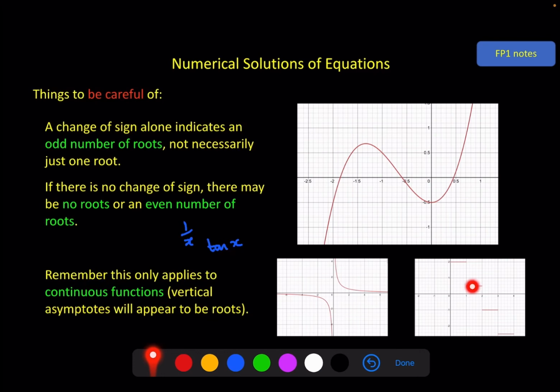Another example that you probably won't come across is something like this, which is obviously not continuous. Change of sign from here positive to here negative. Obviously there's no root here because it just jumps across. So this only applies to continuous functions or to the parts of a function that are continuous. Very easy to make a mistake here. Be careful of this.